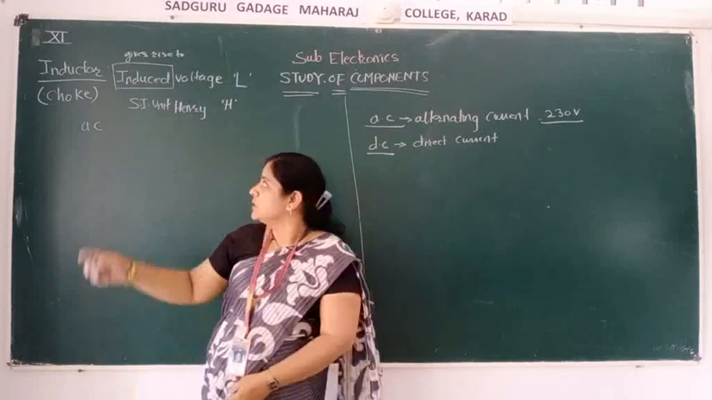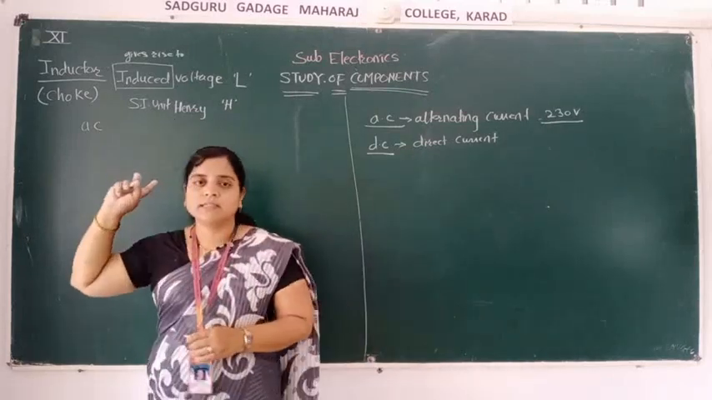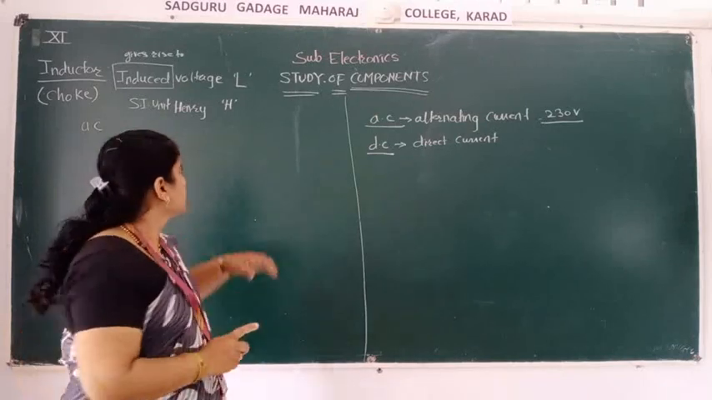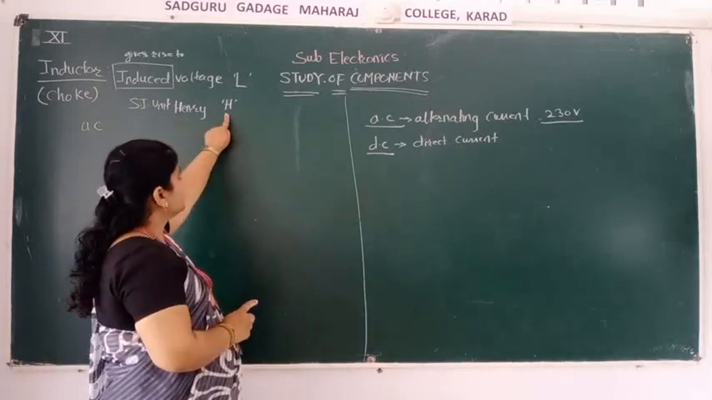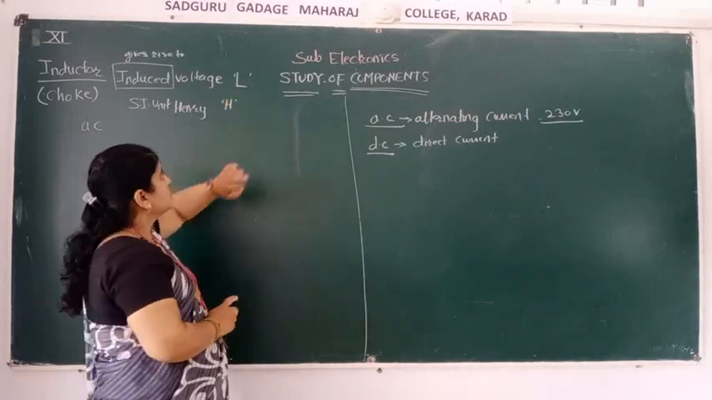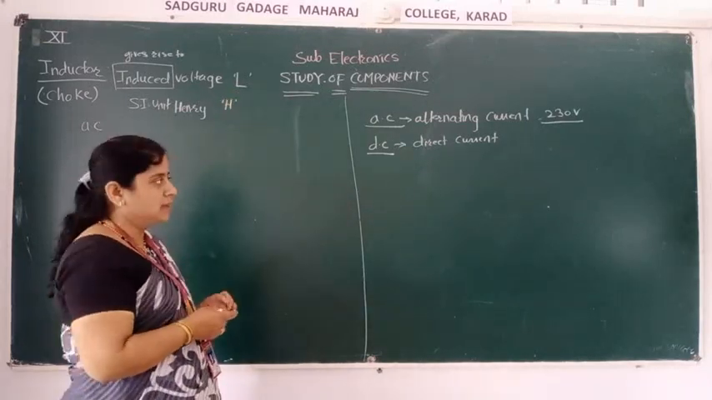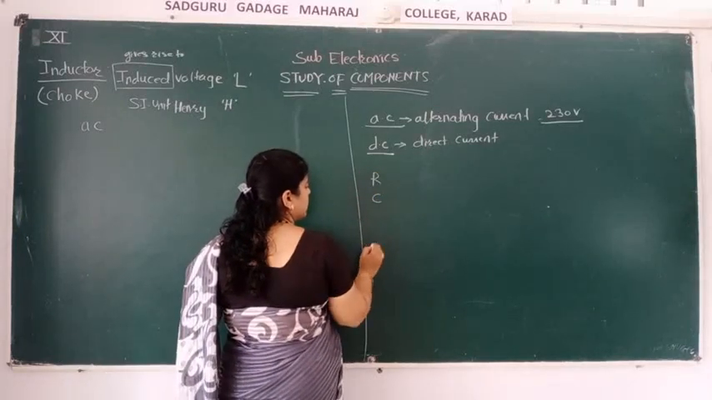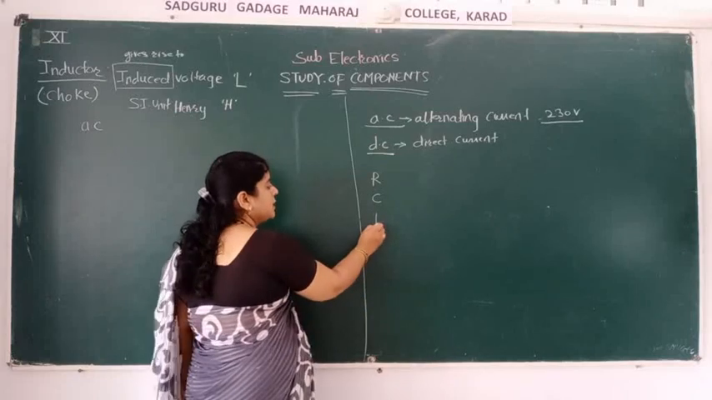So the unit of this inductor is what? Henry. The SI unit is Henry, and it is measured in H, and the symbol for the inductor is L. Just as we saw R as the symbol of the resistor and C for the capacitor, similarly the symbol of the inductor is L.